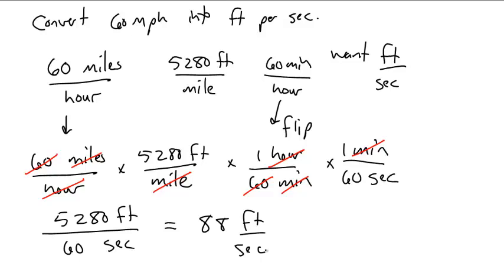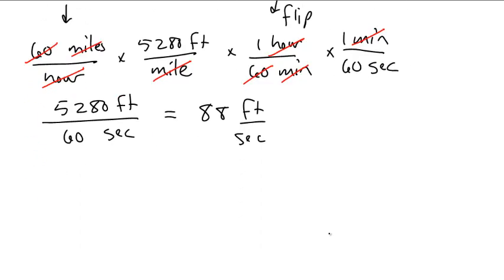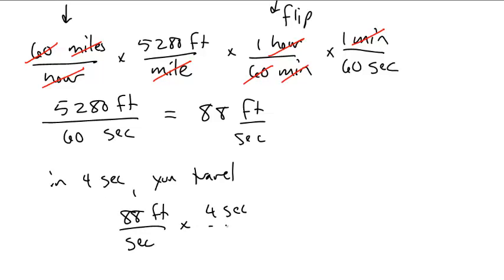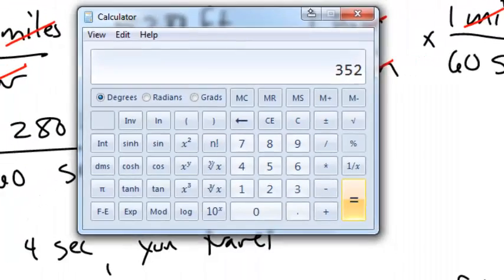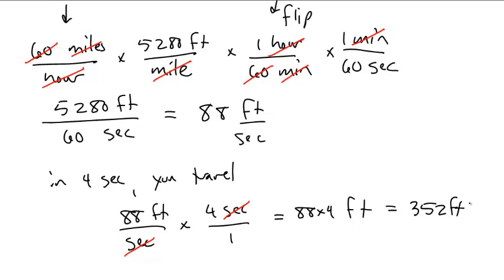So if you're driving 60 miles an hour, every second you travel 88 feet. So if you look away for 4 seconds, let me put this separately, because this is sort of separate. In 4 seconds you travel, well, you've got 88 feet per second. All you have to do is multiply by 4 seconds over 1. Your seconds are going to cancel out. And you end up with 88 times 4 feet, which is 352 feet. So if you look away from driving for 4 seconds, and you're driving 60 miles an hour, your car will travel exactly 352 feet without you paying attention.